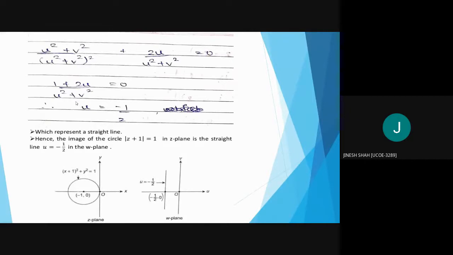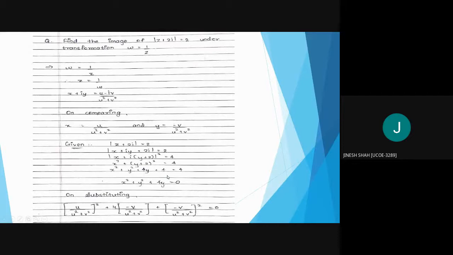So the value of u represents a straight line, and the image of the circle |z+1| = 1 in the z plane is a straight line u = −1/2 in the w plane. As per the figure in the z plane, the circle is formed with center (−1, 0) and equation (x+1)² + y² = 1. After transformation in the w plane, we get a straight line which is in the second and third quadrant, with coordinates (−1/2, 0), and the value of u is −1/2.